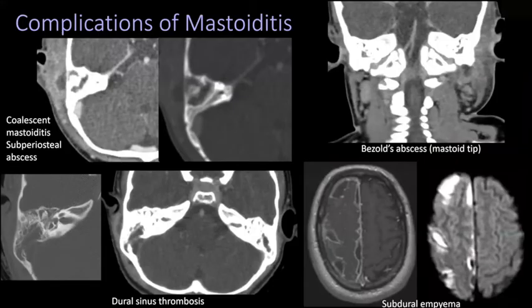And complications include coalescent mastoiditis with erosion of the mastoid septations and cortex, subperiosteal abscess, Bezold's abscess, which is an abscess below the mastoid tip, dural sinus thrombosis. Here you can see erosion of the sigmoid plate with adjacent thrombus in the proximal sigmoid sinus. Complications also include intracranial collections, and here we can see loculated collections along the falx and right convexity with central diffusion abnormality consistent with subdural empyema that was in this case due to mastoiditis.